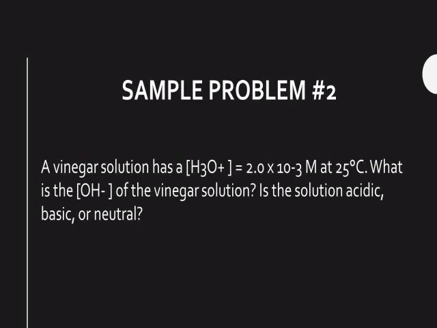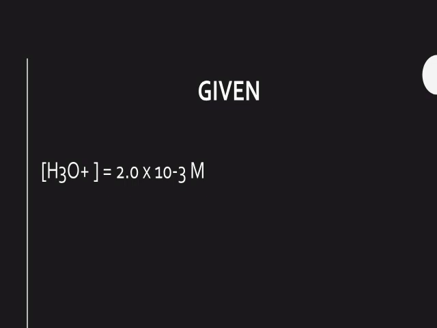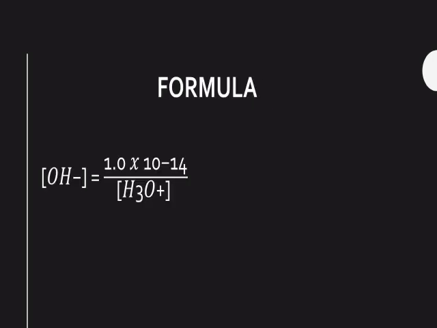Sample problem number 2. A vinegar solution has H3O of 2.0 times 10 to the negative 3 M at 25 degrees Celsius. What is the OH of the vinegar solution? Is the solution acidic, basic, or neutral? So we have the given H3O is equal to 2.0 times 10 to the negative 3 M, and we are going to solve for the OH. The formula is OH is equal to 1.0 times 10 to the negative 14 all over H3O.